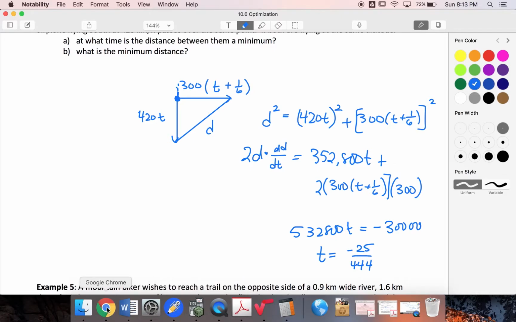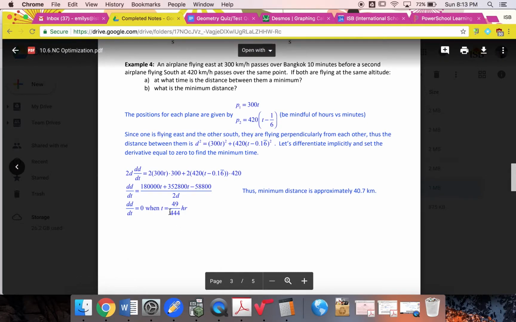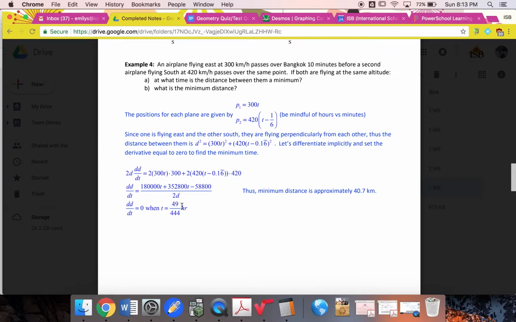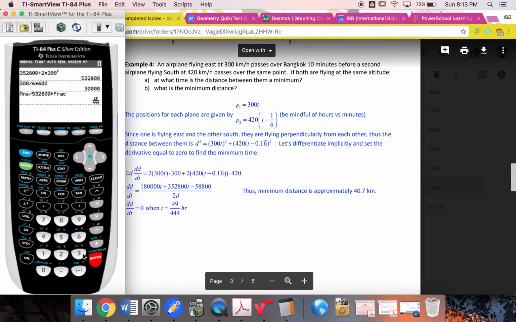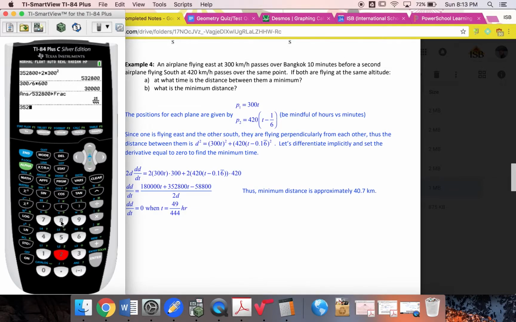However, I seem to recall that in your notes, I got a different value. I got 49 over 444. Let's see, together, is that going to make my same number? 352,800. Oh, I got 58. Oh, because I used the 420. All right, but the time should have, let's see. That should end up being the same as this t value.